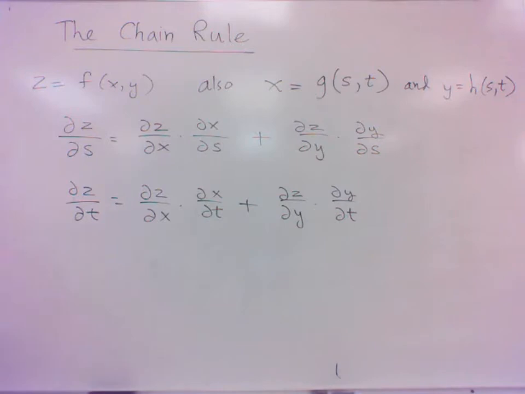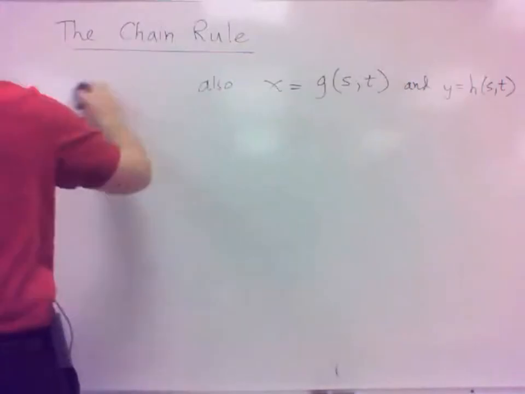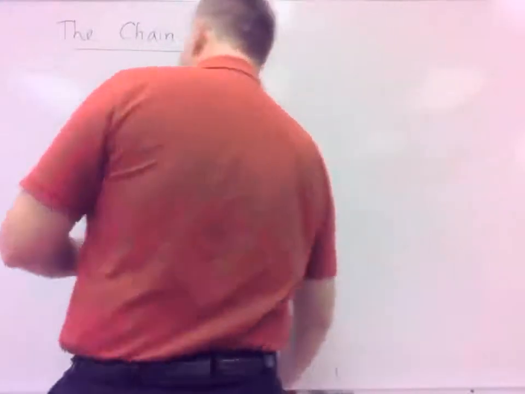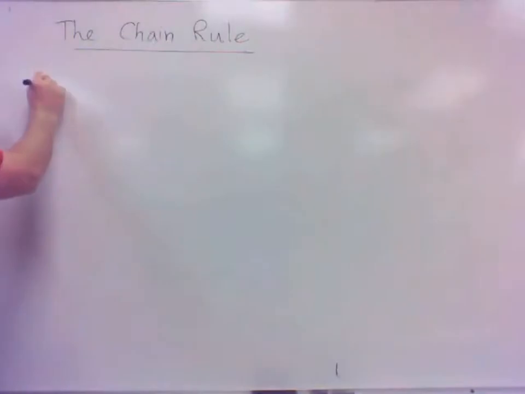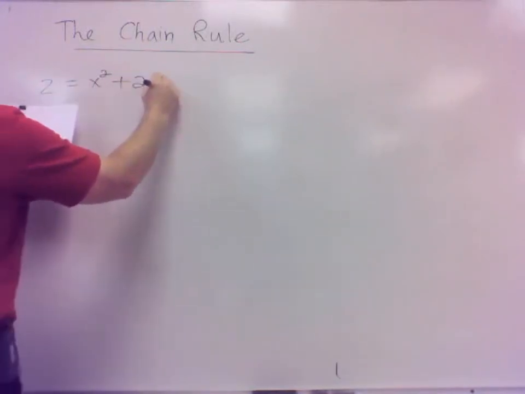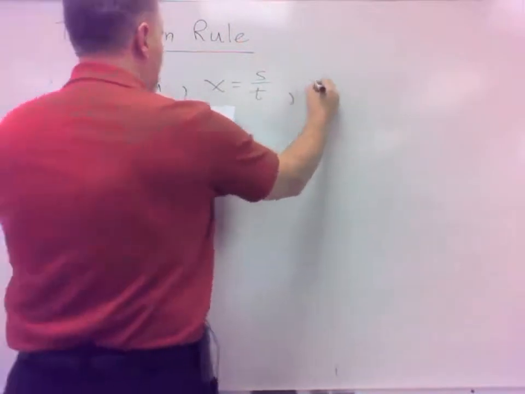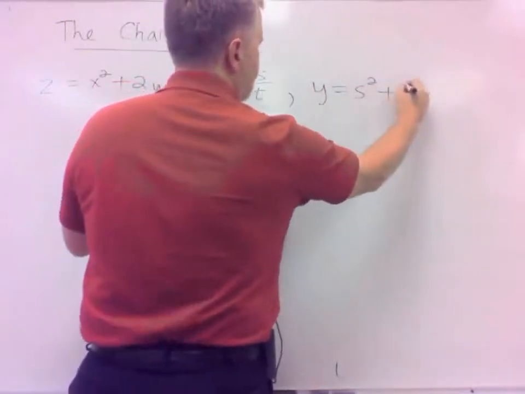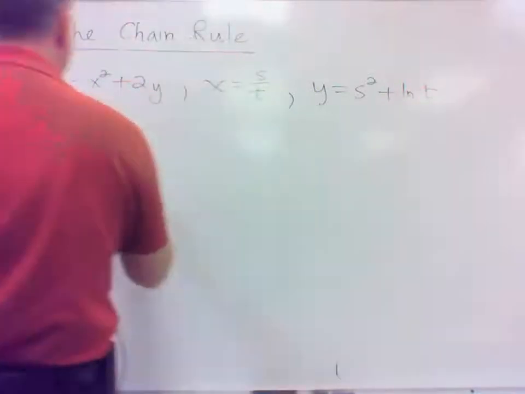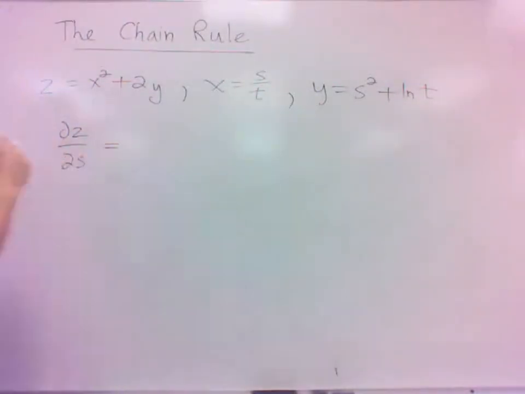All right, so let's do one of those. It's really the same as before. Okay, so z equals x squared plus 2y, x equals s over t, y equals s squared plus ln of t. So let's find the partial of z with respect to s.